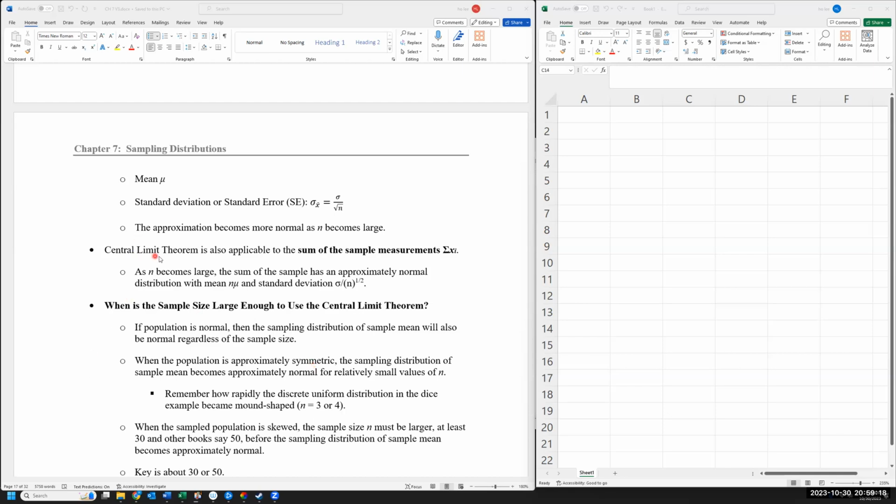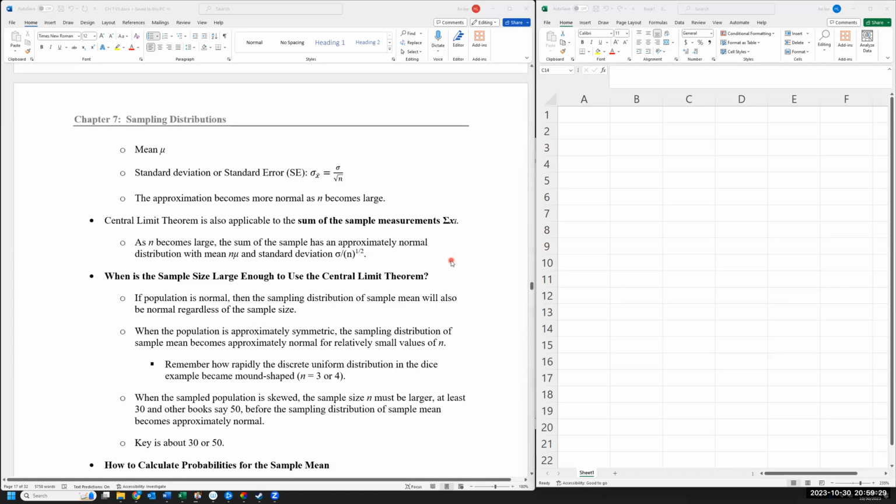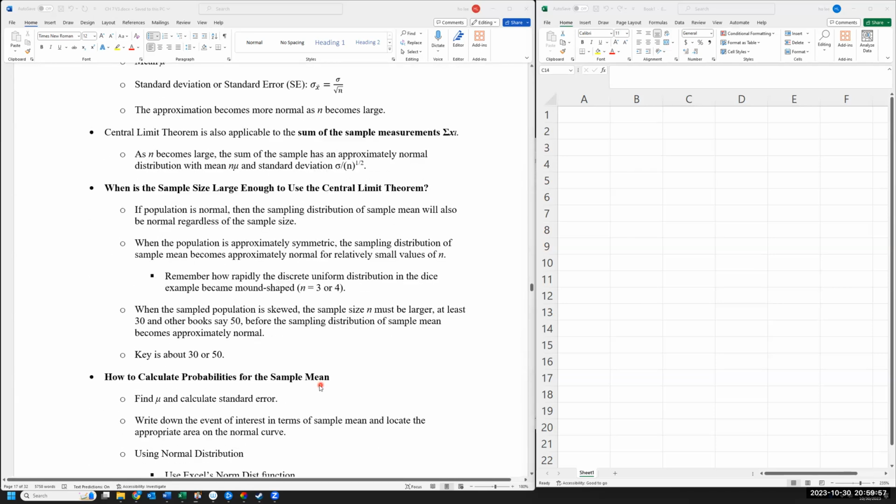This central limit theorem also applies to the sum of the sample measures. So not only does it apply to the sample mean, but also the sum. As n becomes large, the sum of the sample has an approximately normal distribution with a mean of n times mu and a standard deviation of sigma times n to the 1/2 power, meaning sigma times square root of n.